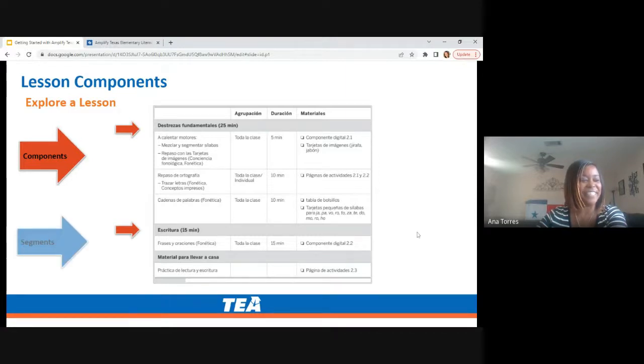Here in blue, we're going to look at our lesson segments, which are our smaller pieces. So here in our foundational skills, we're going to be looking at some warm-up activities, combining and segmenting syllables, looking at our image cards, and also some review of spelling here. And then in our writing component section, what they'll be doing is looking at phrases and sentences.